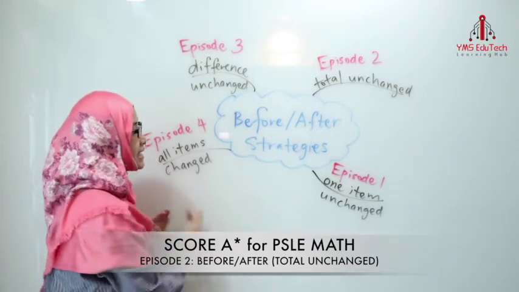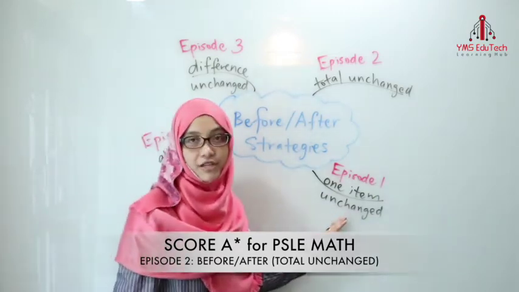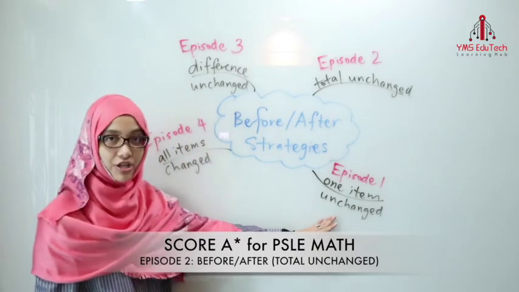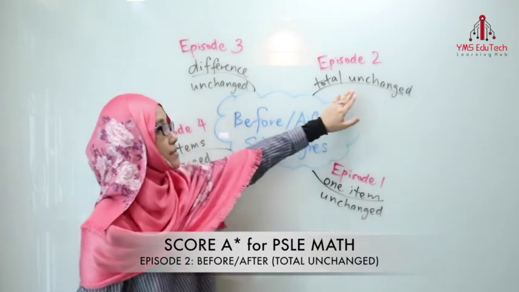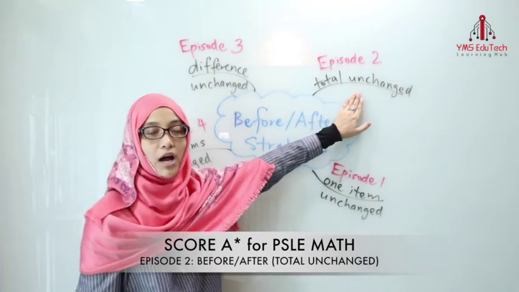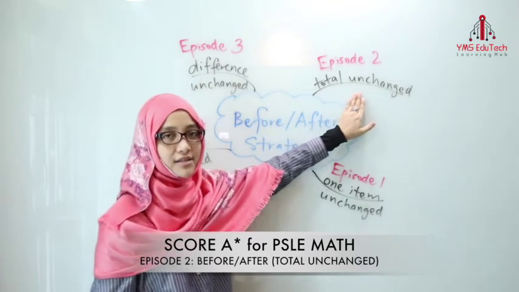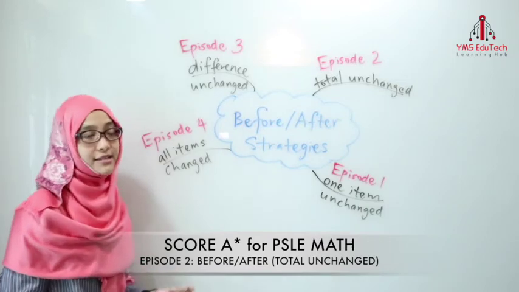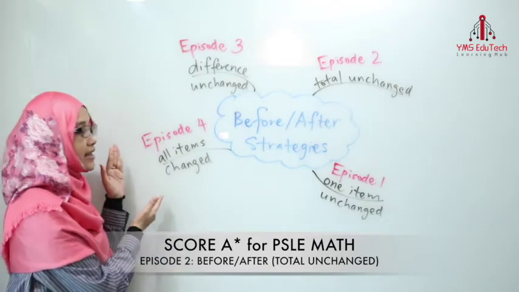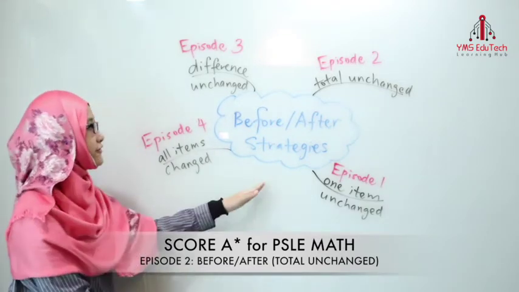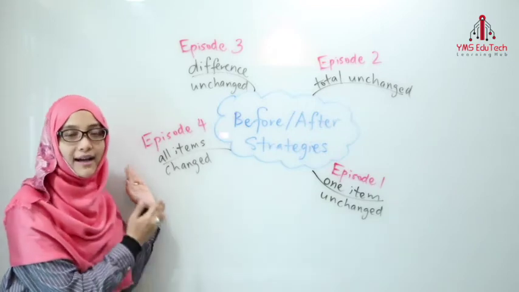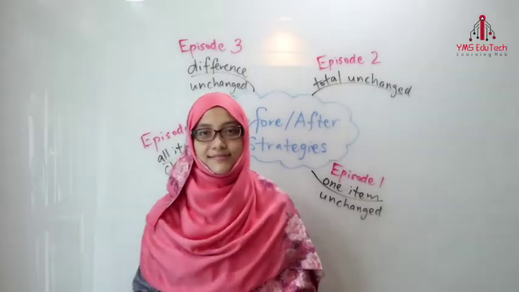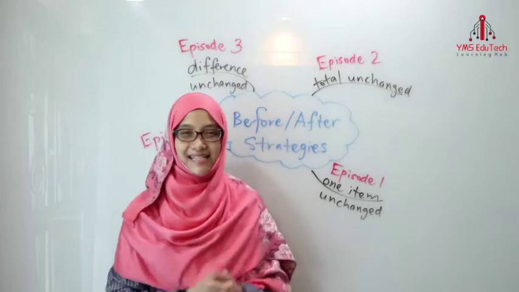As mentioned in the first episode, I have categorized the before-after type of problem-sum questions into 4 areas. So in episode 1, I have covered one item unchanged. And for this episode, which is episode 2, I will be sharing with you how to solve total unchanged type of questions. In episode 3, we'll look at difference unchanged, and in the last episode of before-after strategies, we will look at all items changed. If you're ready, let's get started.